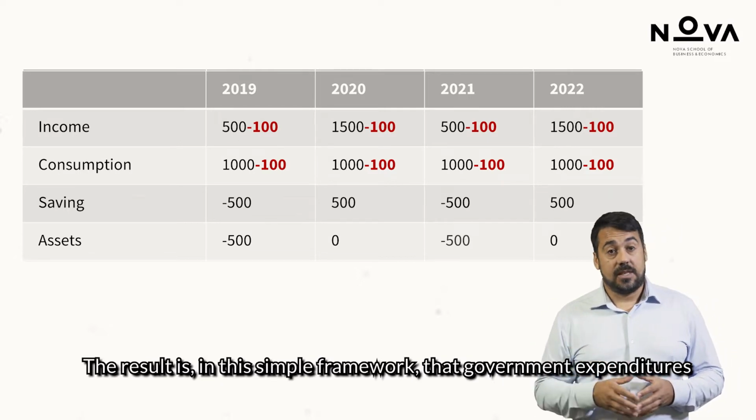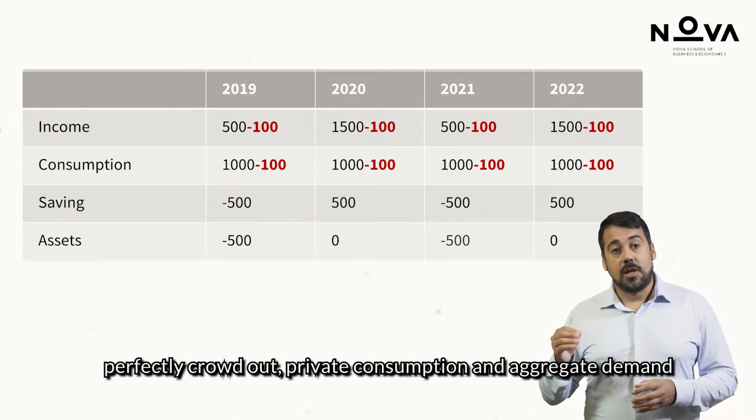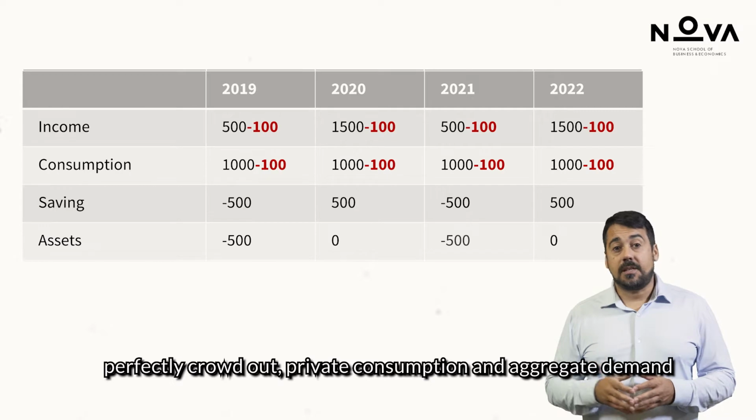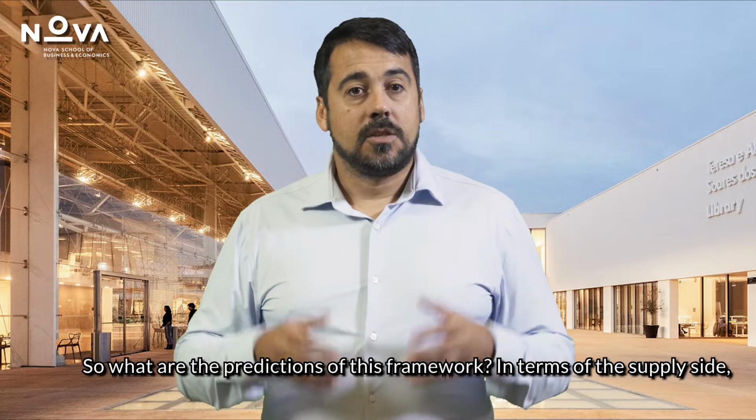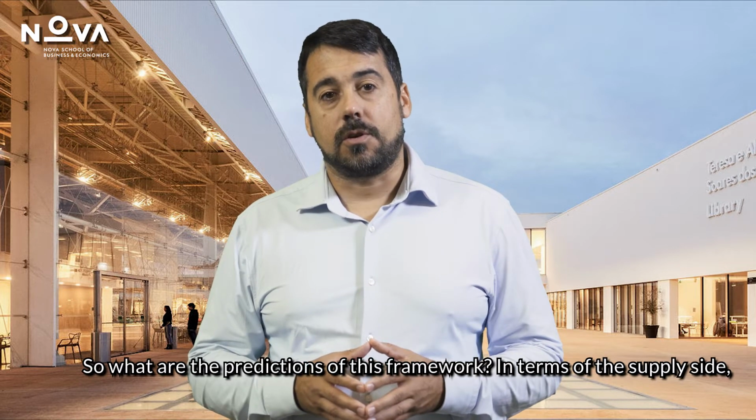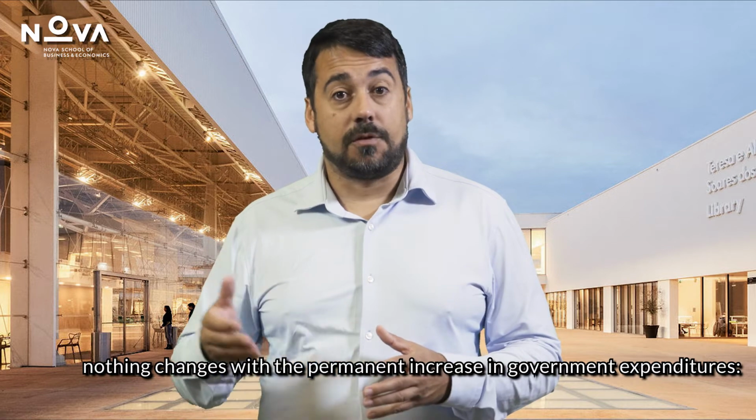The result is, in this simple framework, that government expenditures perfectly crowd out private consumption, and aggregate demand for goods and services will remain constant. So, what are the predictions of this framework? In terms of the supply side, nothing changes with a permanent increase in government expenditures.